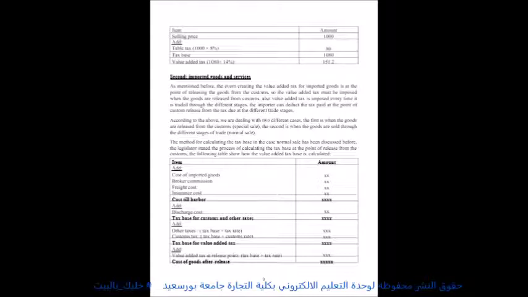What is the meaning of discharge cost? It is the cost of releasing the goods from above the ship to the harbor. The cost of unloading the goods from the ship to the port dock. Now we have a new number, called the tax base for customs and other taxes. We forget the previous numbers and focus on the tax base for customs and other taxes.